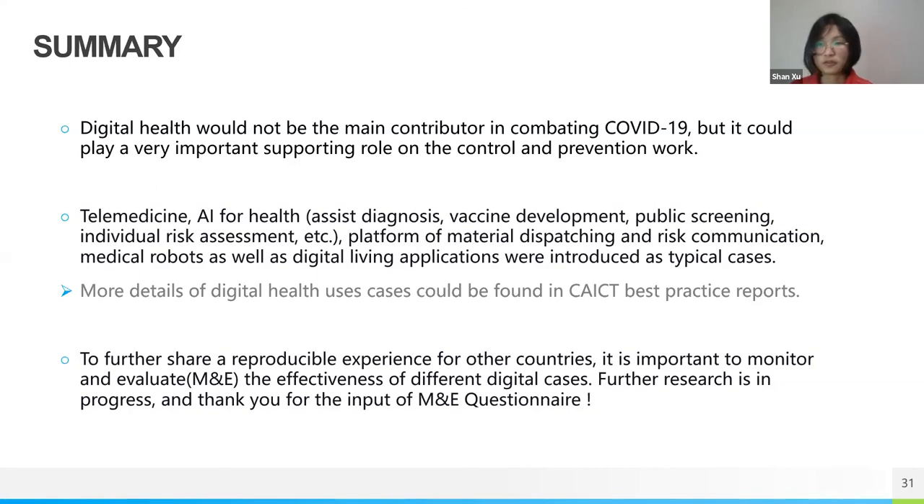And for the last part, we want to share reproducible experience for other countries. We realize the importance of monitoring and evaluating the effectiveness of different digital health cases, so we would appreciate your input and comments on that part, as well as on the questionnaires.